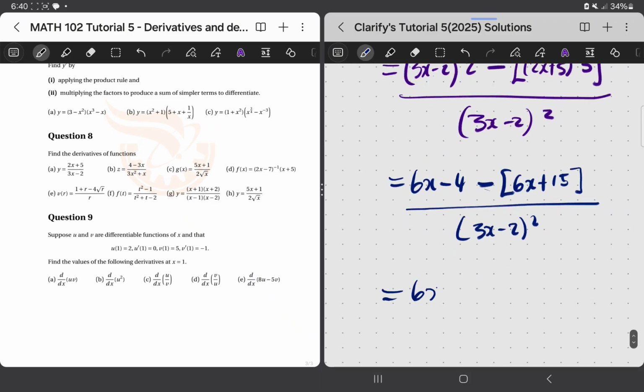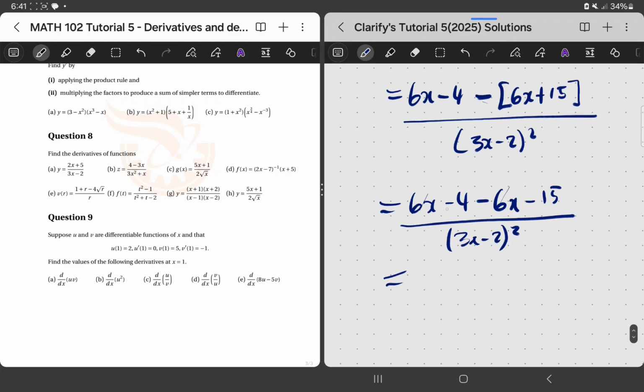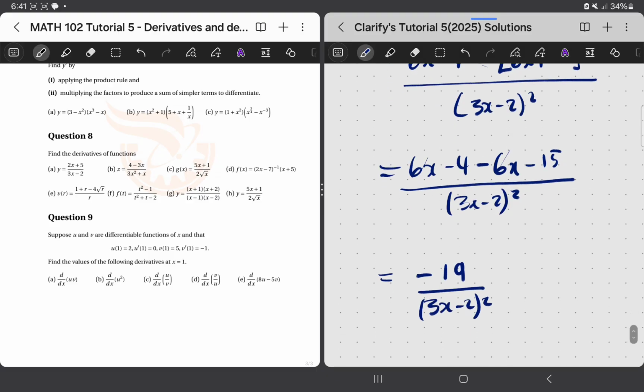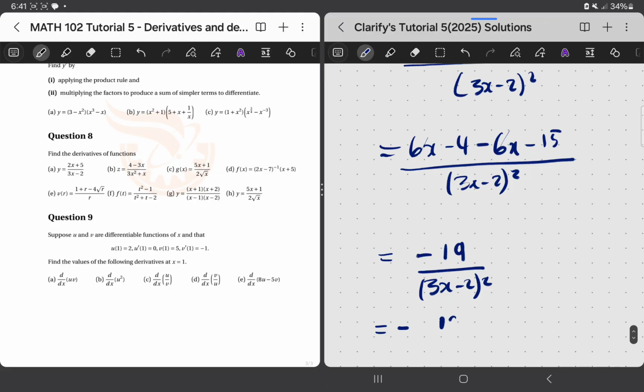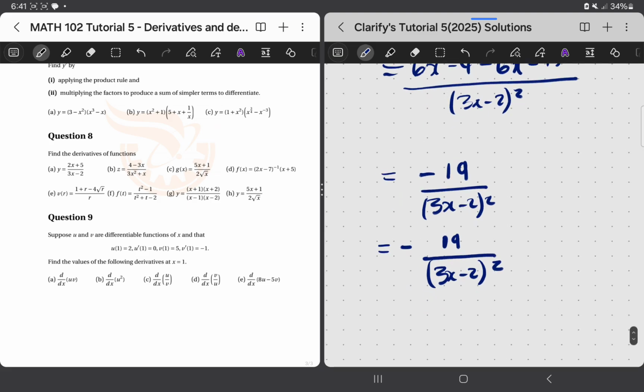Remember, we say that 6x minus 4 minus of 6x, then minus of 15 all over 3x minus 2 all squared. This now becomes, you have a 6x minus 6x, they cancel. Minus 4 minus 15, you put in the calculator. Make sure you get a negative 19. It's all over 3x minus 2 all squared, which we can then put the negative in front to say it's negative of 19 all over 3x minus 2 all squared. This is our final solution, and you'll be done.